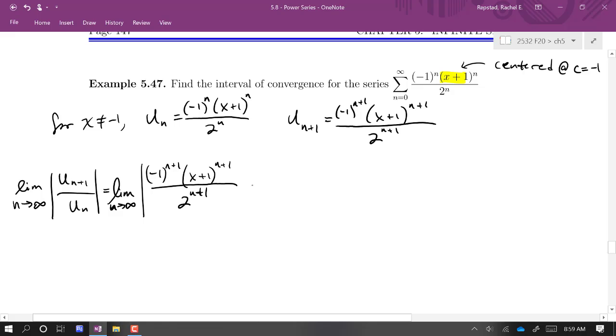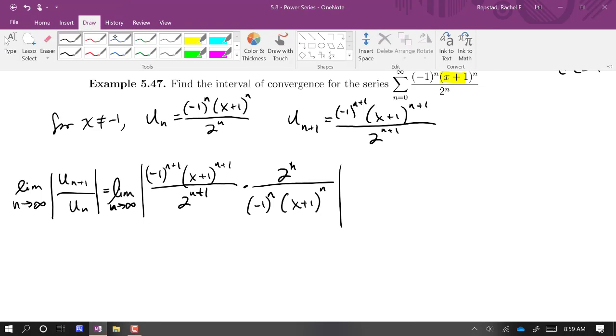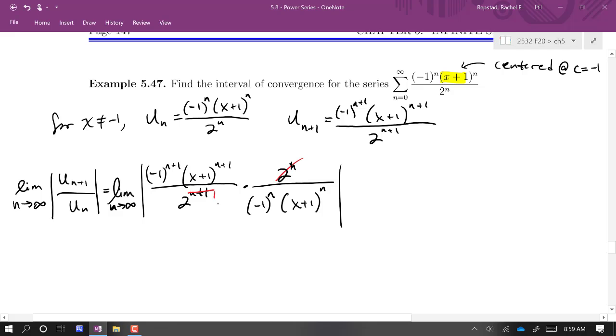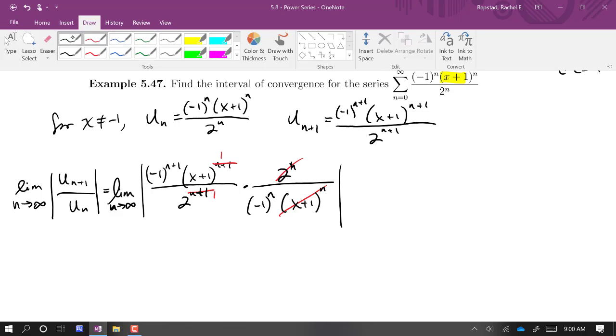So there's the n plus 1 term. I'm going to multiply by the reciprocal of the nth term. And we'll do some canceling. So the 2 to the n up here cancels. We're left with just 2 to the first. The x plus 1 to the n on the bottom all cancels, and we're just left with x plus 1 to the first right there. And we can ignore those powers of -1. Those just affect the sign, and they're sitting inside absolute values anyway, so we'll ignore that.